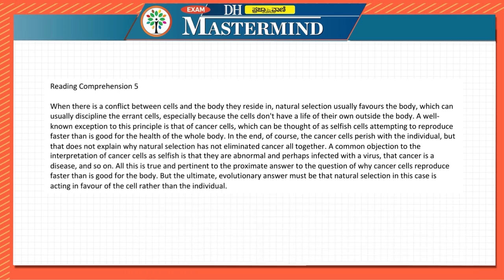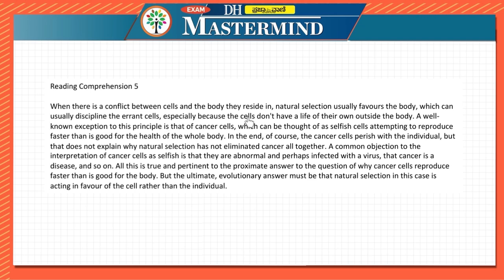See, when we read the questions first, it will be easier for us. Otherwise, we might have to go back to confirm. The body can usually discipline the errant cells, especially because the cells don't have a life of their own outside the body. So they are telling that cells do not have a life outside the body. Okay, a well-known exception to this principle is that of cancer cells.